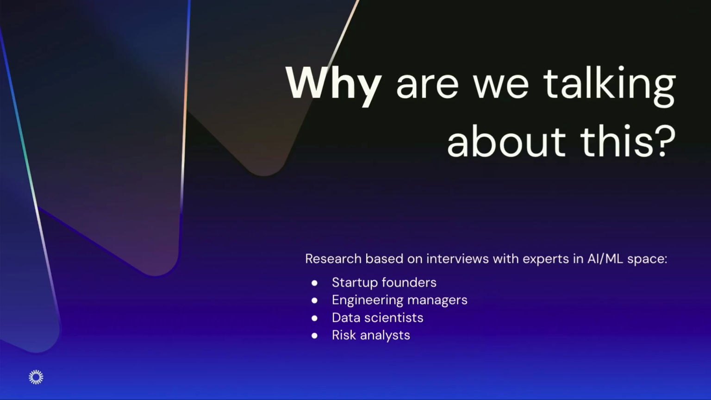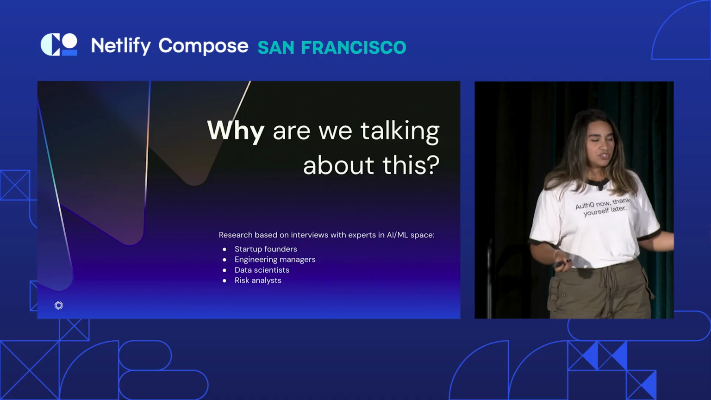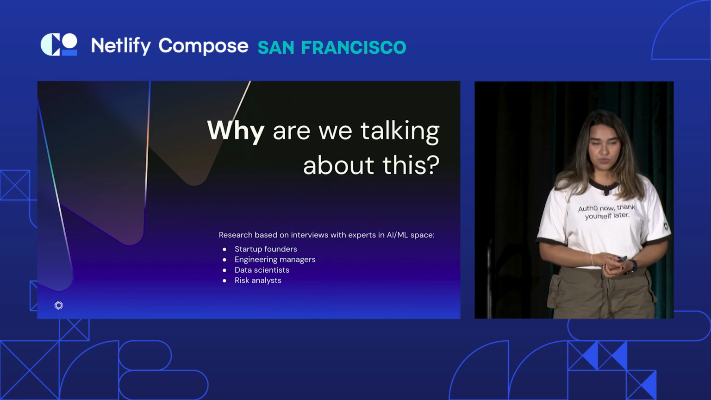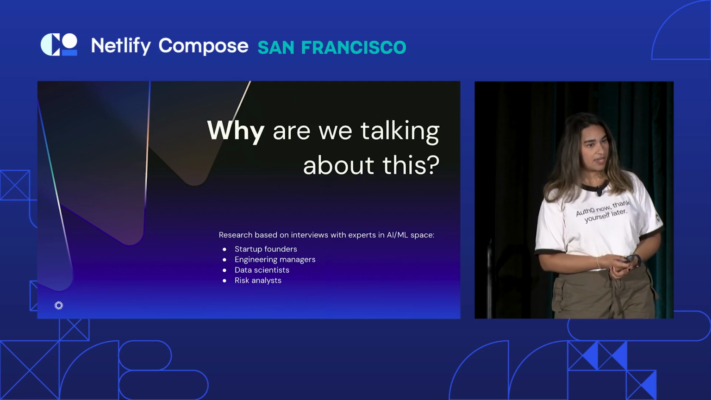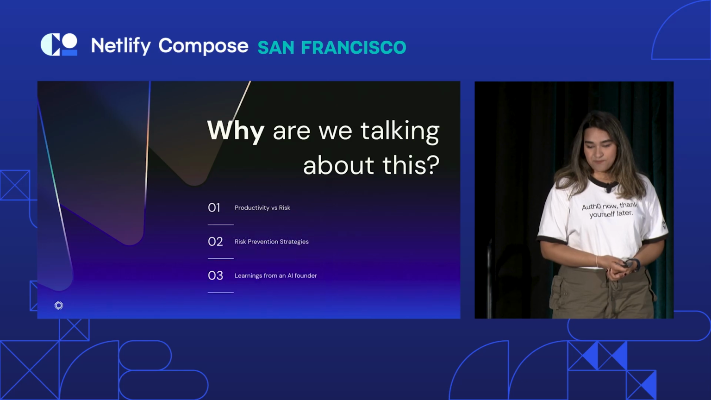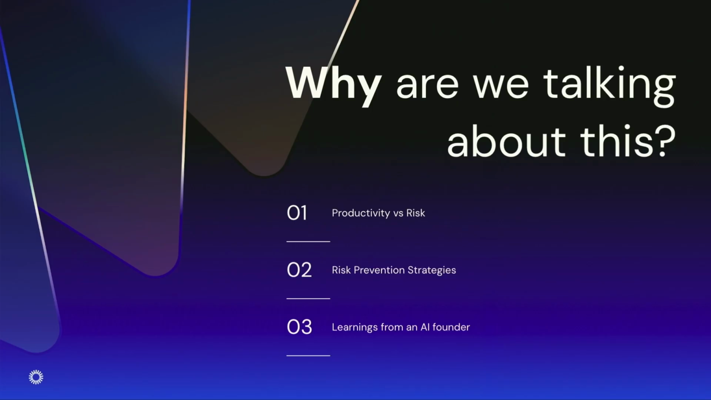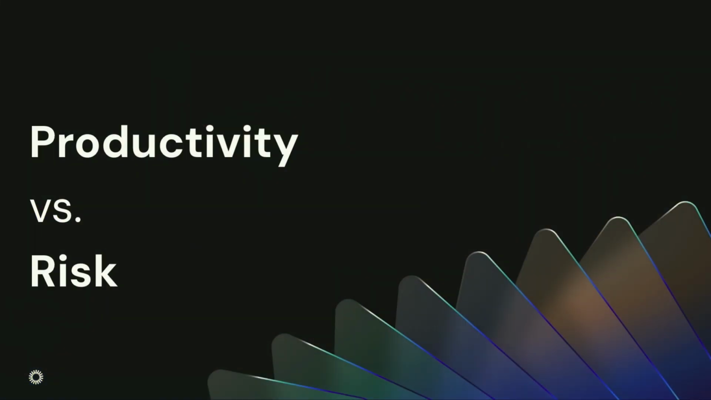I've gotten a chance to speak to a lot of founders and engineering leadership, and they've shared essentially considerations that they're taking, questions that they're asking when they start using AI tools. And so I wanted to share that with all of you today. And this is the set of topics we're going to quickly touch over: productivity versus risk, risk prevention strategies, and then a quick note on learning more from founders. So yeah, let's get into productivity versus risk.